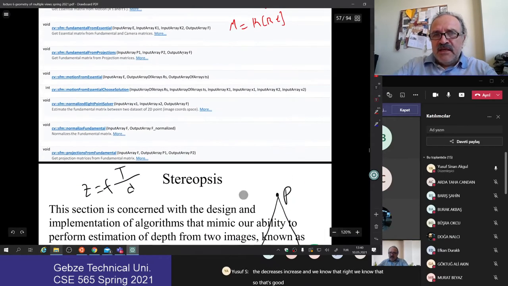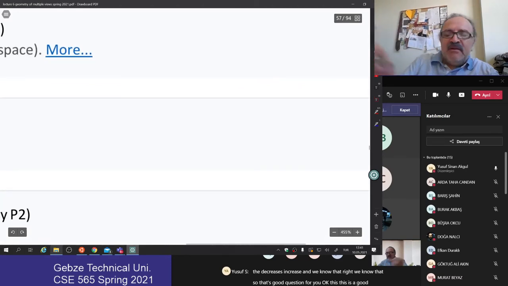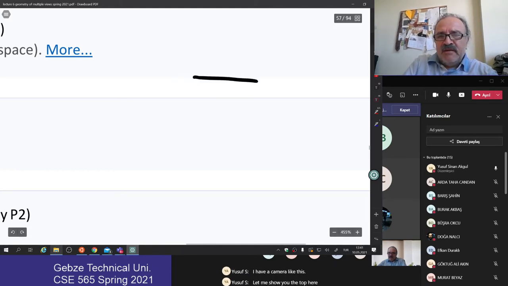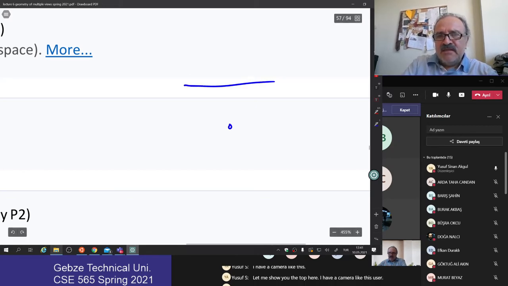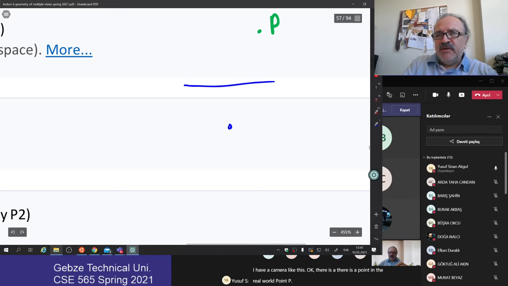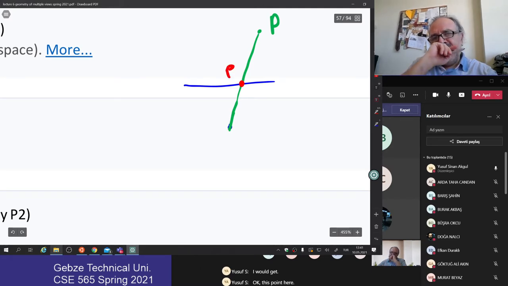Question for you. Okay, this is a good question. Well, I mean, for me, it's a good question. I have a camera like this. Let me show you the top view. I have a camera like this. There is a point in the real world, point P. If I take the image of this point, I would get this point here, small p. Good.